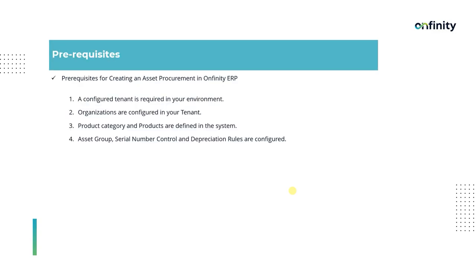The prerequisites for creating an asset procurement in Onfinity ERP are that a configured tenant is required in your environment, organizations are configured in your tenant, product categories and products are defined in the system, and the asset group, serial number control, and depreciation rules are configured.